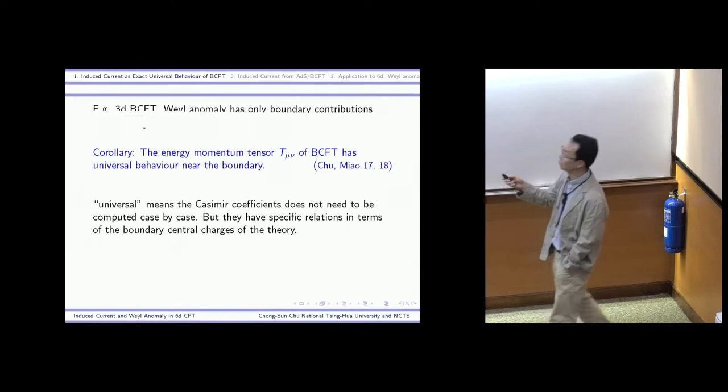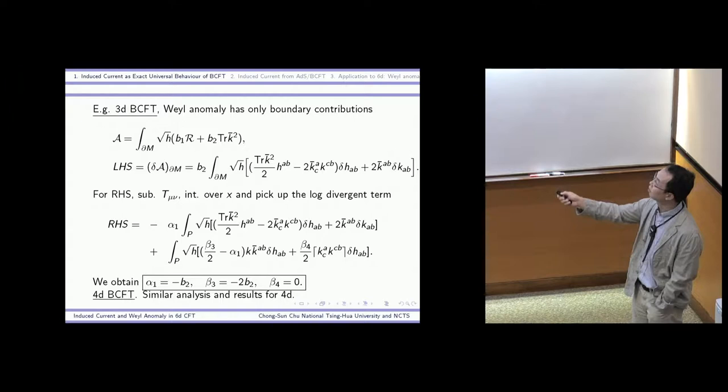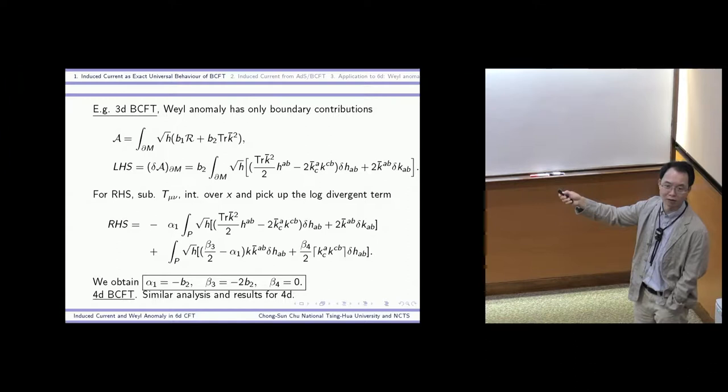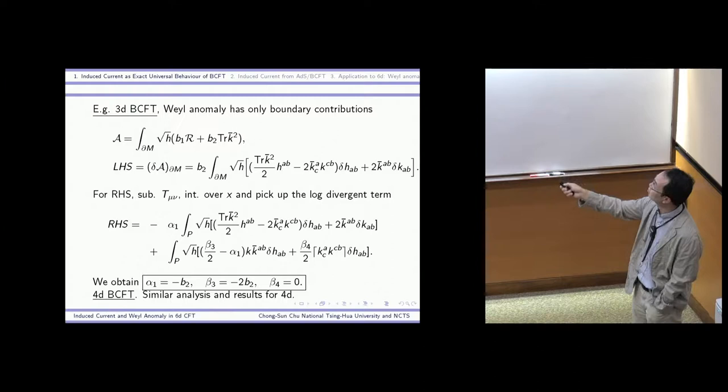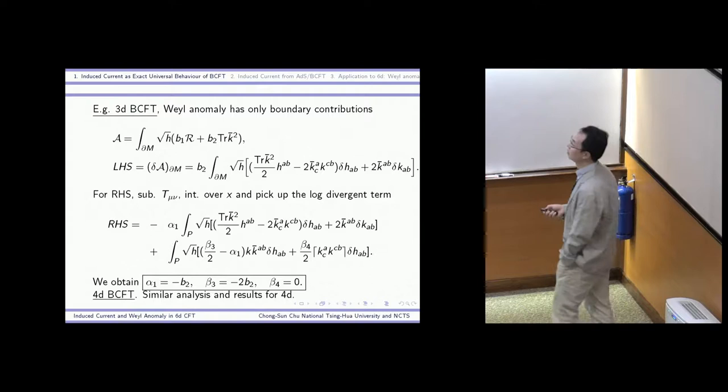Just as an example, for three dimensions, the anomaly has no bulk contribution, only a boundary contribution. So it's like this. For the variation, the first term, this R, is already a topological term. It's like the Euler density for two dimensions, so you don't have any variation from this, only from that. So B2 times a term like this, H and H prime, K is H, the derivative of H. On the right-hand side, we substitute the stress tensor and then integrate. Then you compare the two and you find this relation. So all the chi-sigma coefficients, which are written in terms of Greek letters, are determined in terms of the boundary central charges, which are the English small letters. A similar analysis can be done for four dimensions.